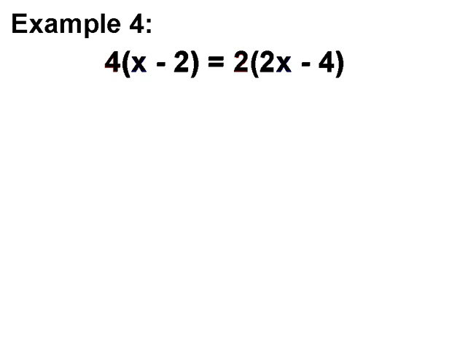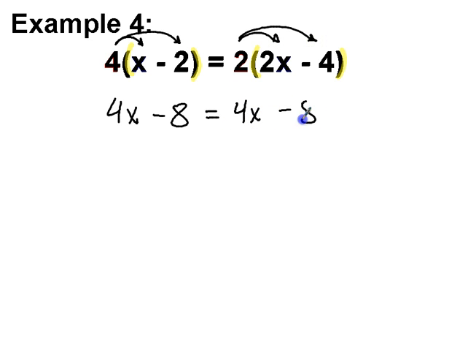In the same turn, let's look at this problem: 4 times the quantity x minus 2 is equal to 2 times the quantity 2x minus 4. Those parentheses catch my eye, and I know that means I need to look inside of them. I look inside and there's nothing to do there. So then I look outside and I can see pretty clearly I need to distribute. So 4 times x is 4x. 4 times negative 2 is negative 8. 2 times 2x is 4x. 2 times negative 4 is negative 8.